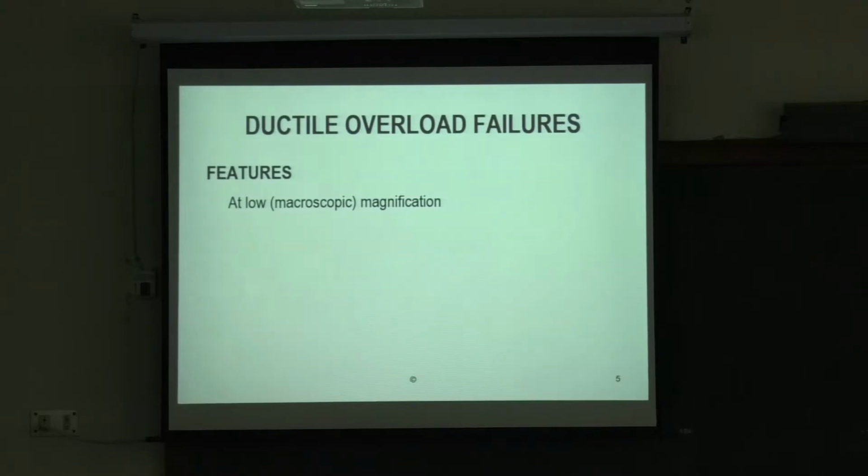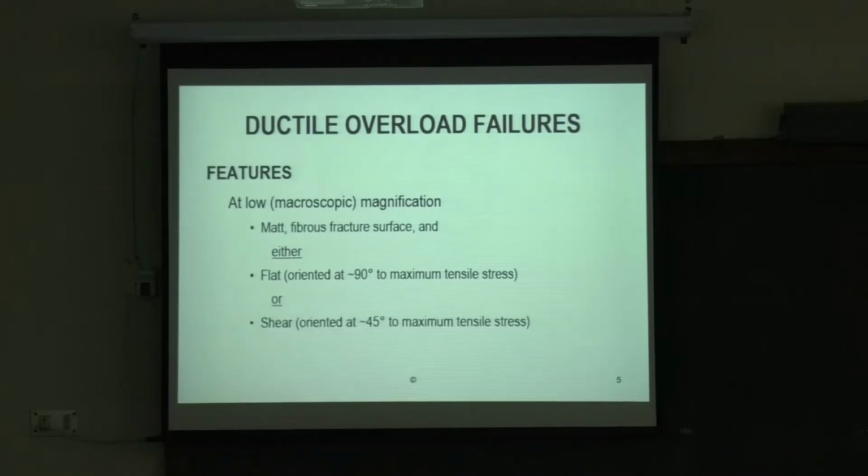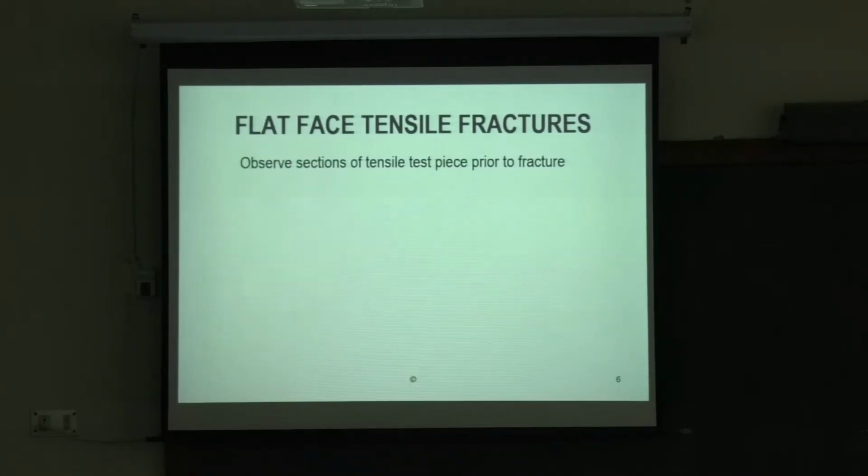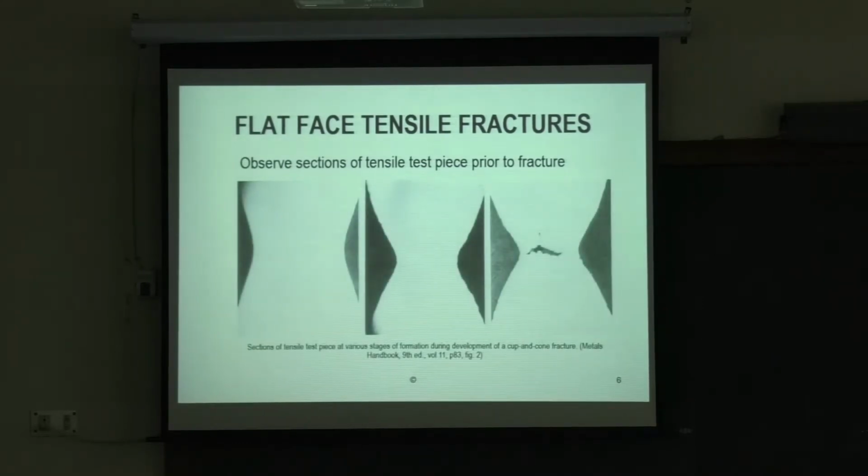Ductile overload failures at low macroscopic magnification can have a matte, fibrous fracture surface, and are either flat, oriented at 90 degrees to the maximum tensile stress, or shear, oriented at 45 degrees to the maximum tensile stress. So this is how it looks.